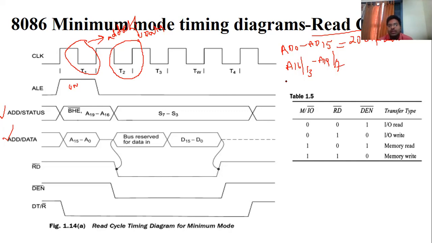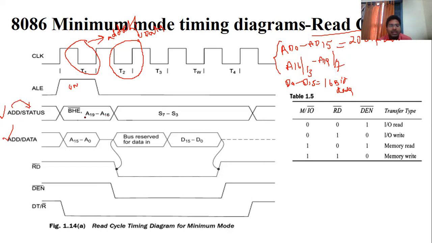Okay. So D0 to D15 is the 16-bit data. Remember, 20-bit address and 16-bit data. So these address lines are converted to data once you enable ALE. At the same time, these address lines are also converted to the status lines.